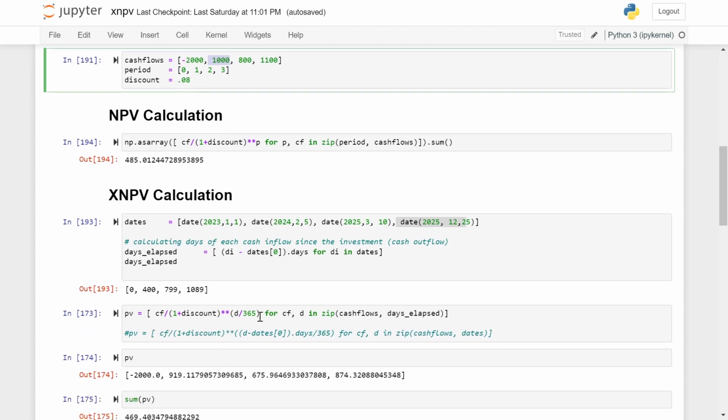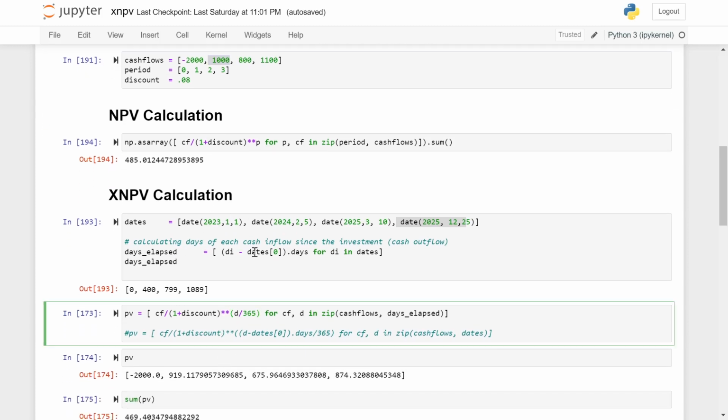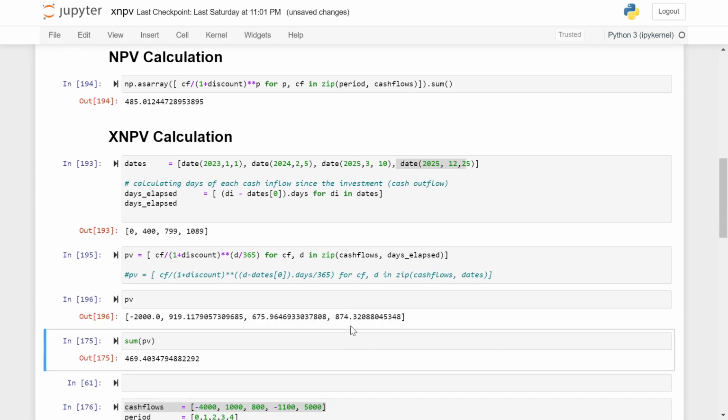Now, having calculated the number of days elapsed, we will go ahead and see what our discounted cash flows are. So these are our discounted cash flows and we will sum them up. We will have 469.40. This is nothing but extended net present value.